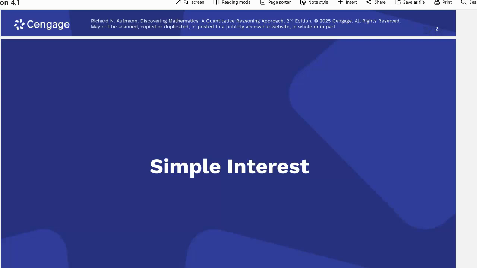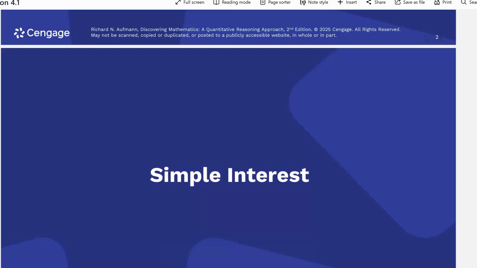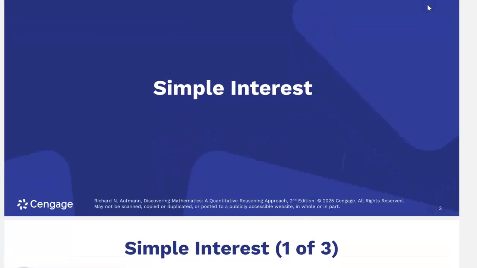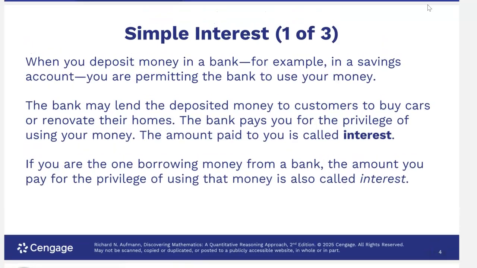In this video, we are going to talk about simple interest. So what is interest? Interest is the amount that you will earn on an account if you leave money in an account like a bank, like in a savings account, for a certain period.